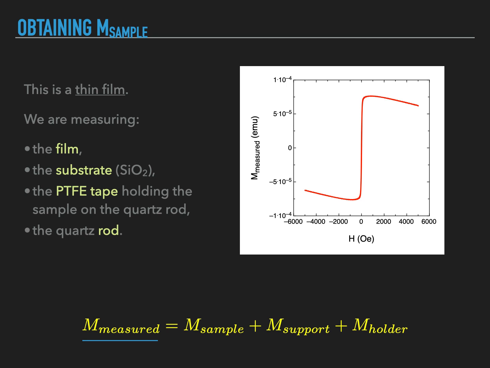In fact, that slope is not due to the film itself, but it's due to the additional contributions to the measured magnetic moment. We are not measuring the thin film alone, in fact, we are also measuring the substrate, the support, which is silicon oxide. We are measuring the PTFE tape that is used to keep the sample in place on the sample holder, and we are measuring the quartz rod altogether.